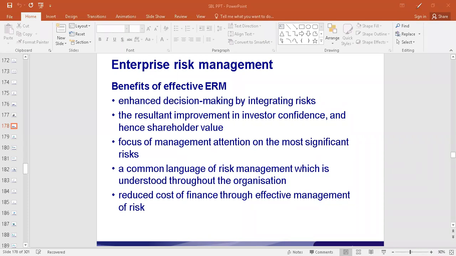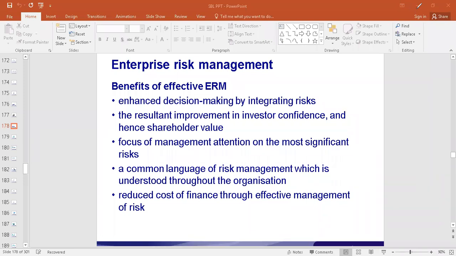What are the benefits of effective ERM? The first one says enhanced decision making by integrating risk, the resultant improvement in investor confidence, focus of management attention on the most significant risk, common language for risk management which is understood throughout the organization, and reduced cost of finance.